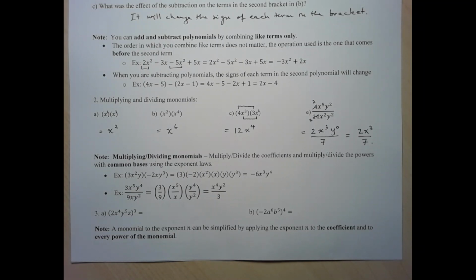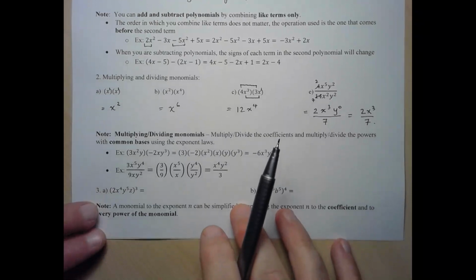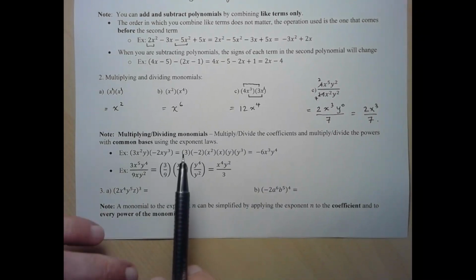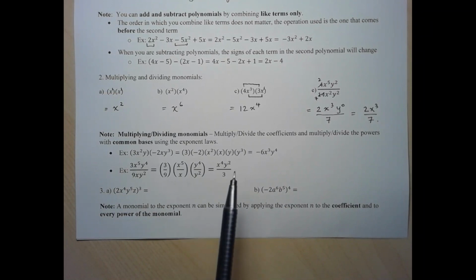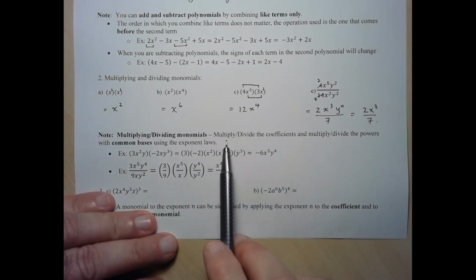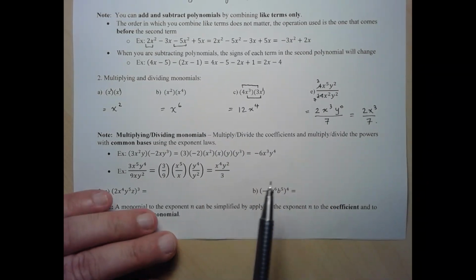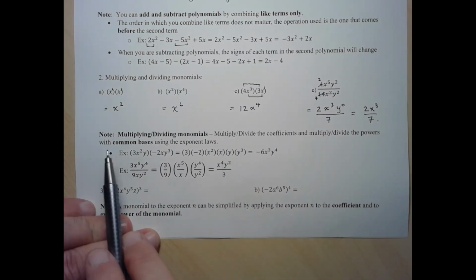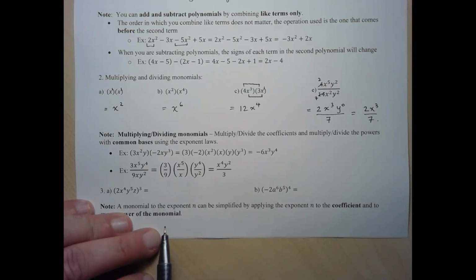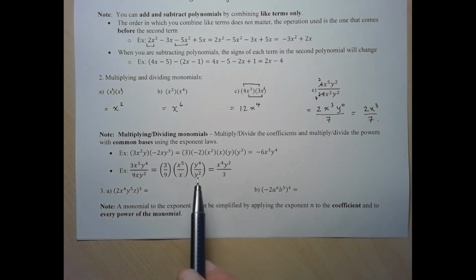Okay? So let's take a look at this rule here. We see that we can multiply and divide monomials. So notice here we're just talking about polynomials with one term. We can multiply and divide monomials by multiplying or dividing the coefficients, like we did here, like we did there, and then multiply and divide the powers with common bases using our exponent laws. And you have a couple of examples here that you can follow.